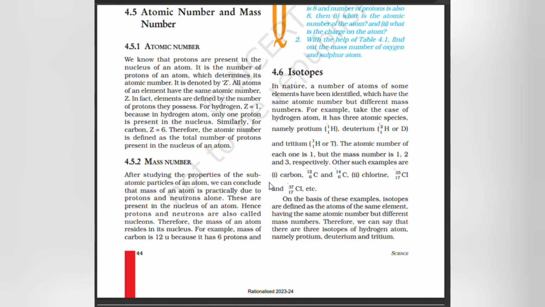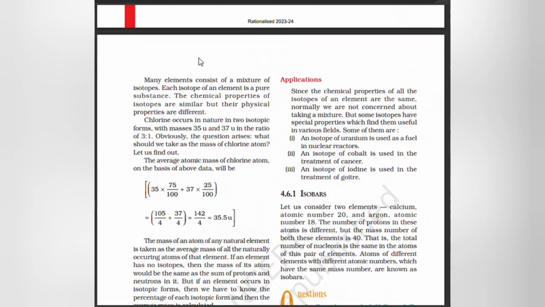Other such examples are carbon 12 C 6 and C 14 6, chlorine 35 17 and chlorine 37 17. On the basis of the examples, isotopes are defined as atoms of the same element having the same atomic number but different mass numbers. Therefore, we say that there are three isotopes of the hydrogen atom, namely protium, deuterium and tritium.